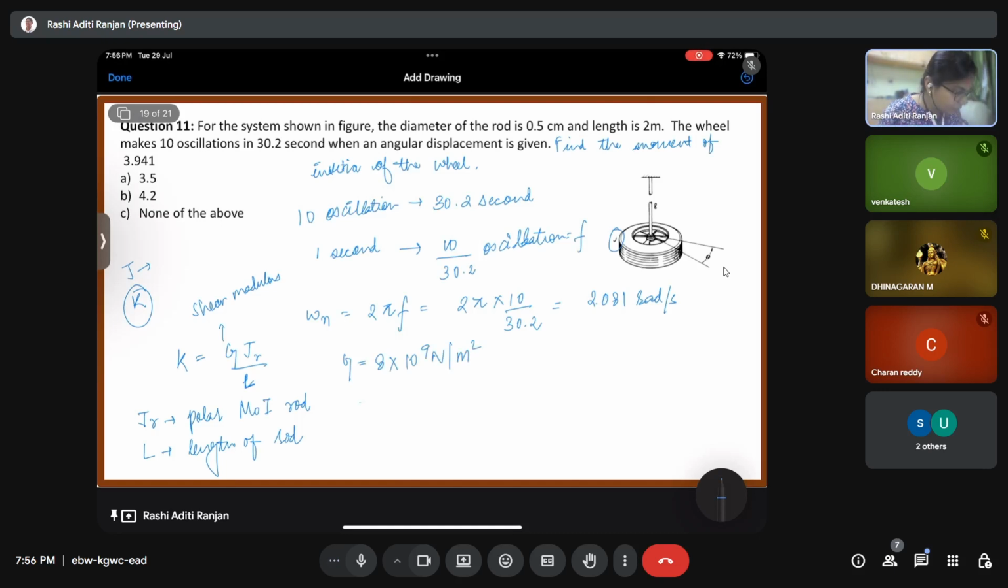Take Jr, we have to evaluate it. It is pi d^4 by 32. So pi by 32, D is 0.5, we'll change it into meters, 0.5 by 100, whole to the power 4. I've done the calculation earlier only. It will turn out to be 0.006136 × 10^-8 meter to the power 4.